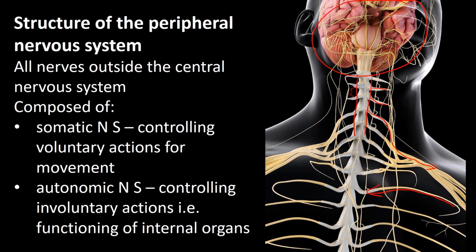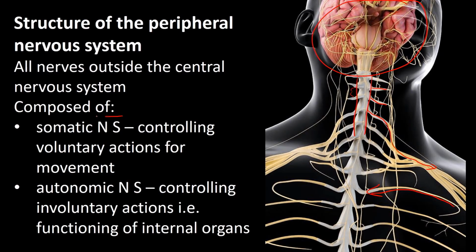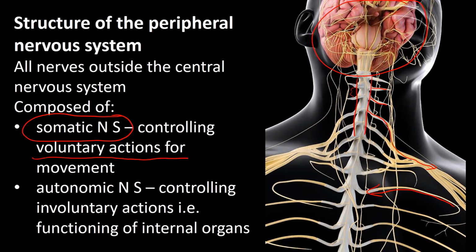Now, the part of the peripheral nervous system that we've been talking about is the somatic nervous system. And that's the part we are aware of. That goes to our muscles, and that links our spinal cord to our senses. So that's for voluntary actions.